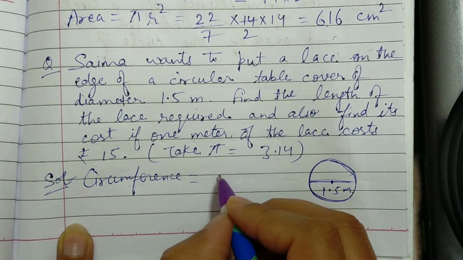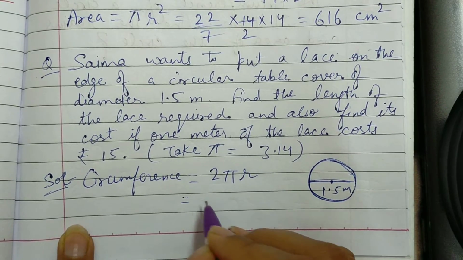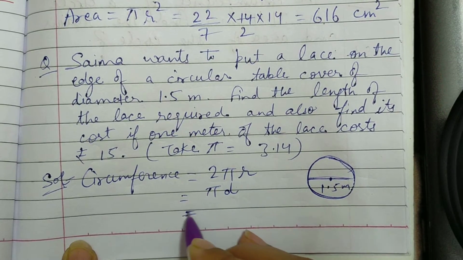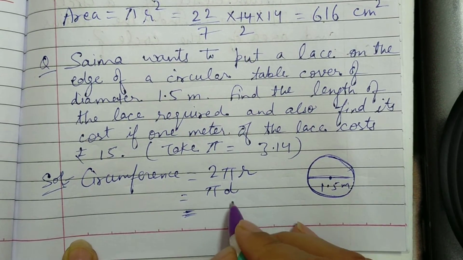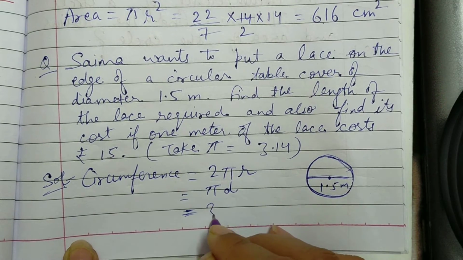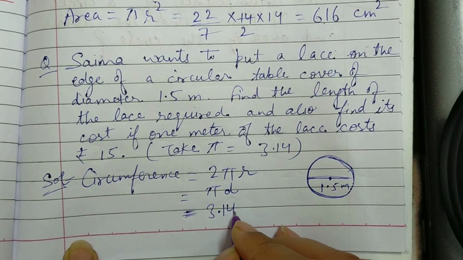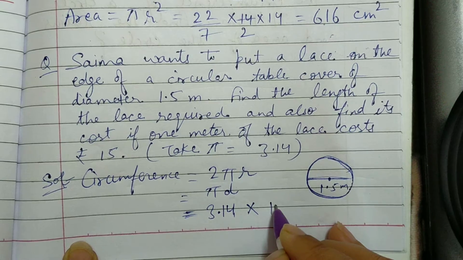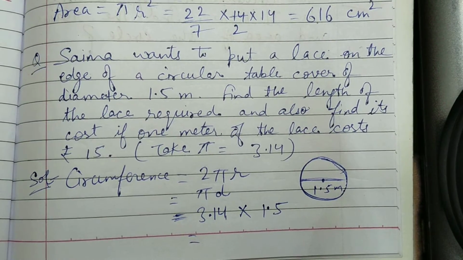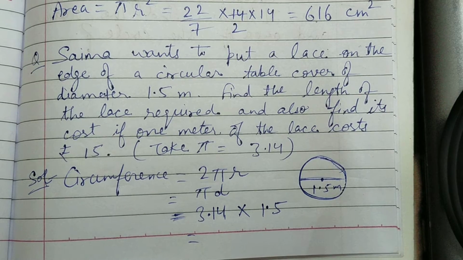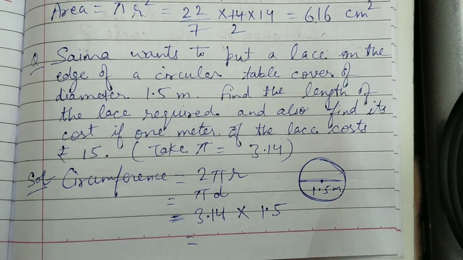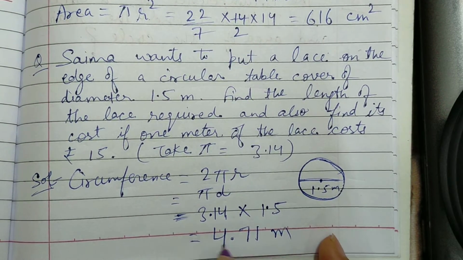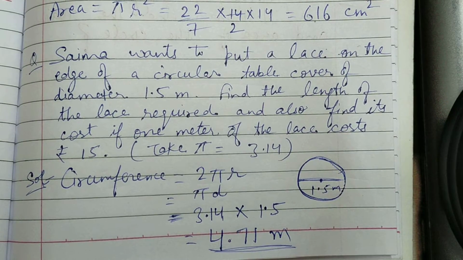Formula of circumference is 2 pi r, or you can say pi d. Pi d is also the formula. You can write pi d also. We have to take pi 3.14. It is given in the question that you have to consider 3.14. So pi is 3.14 multiply d. D is 1.5. This is the diameter. Then you will calculate. If you multiply these two, you will get 4.71 meter.